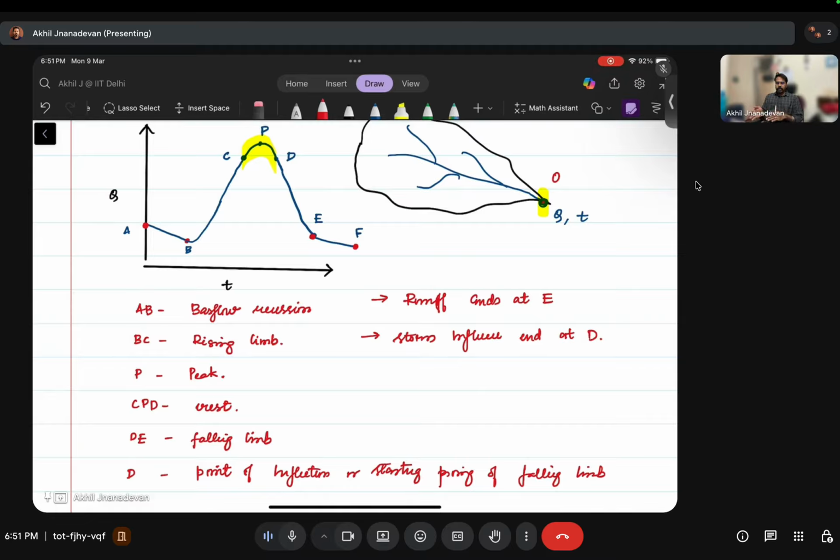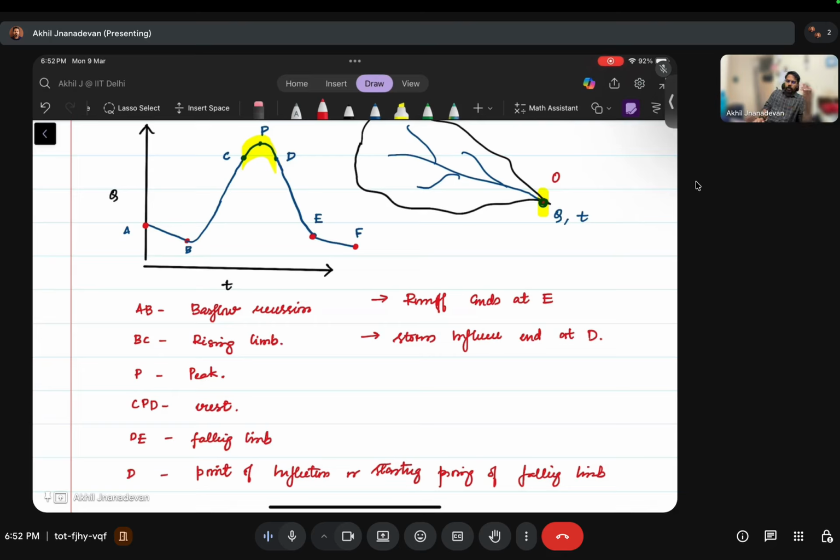But in the case of the rising limb BC, it was due to two contributors. One is how the catchment is, whether it can store more water, or whether it can drain water quickly to the outlet, or it will take some time to reach the outlet. Or if more precipitation occurs, the peak will be more, the rising will be at a higher rate. If less precipitation occurs, the rise will be at a lower rate. So that depends on the storm and also the property of the catchment, right? But the falling limb DE depends solely on the catchment properties because the storm has already ended, right?